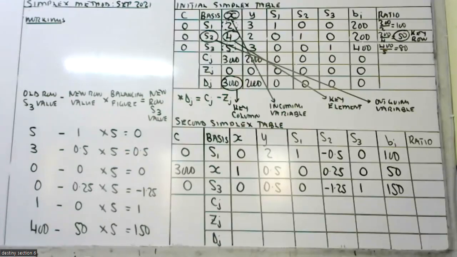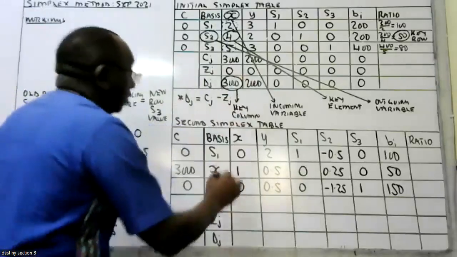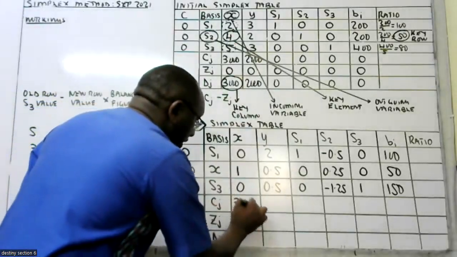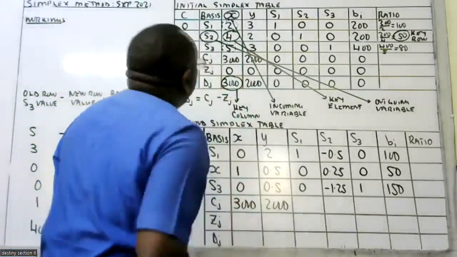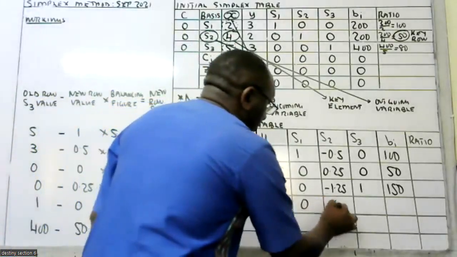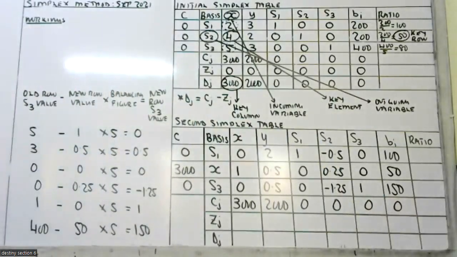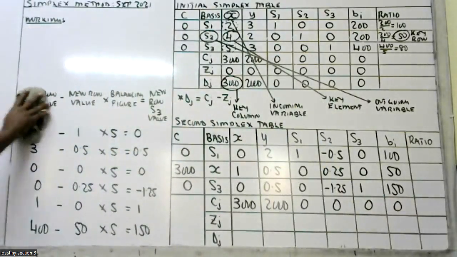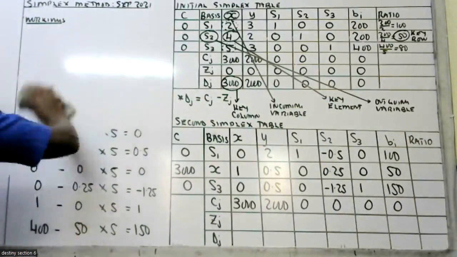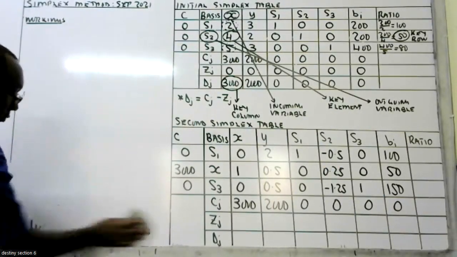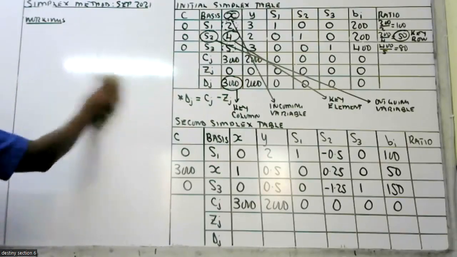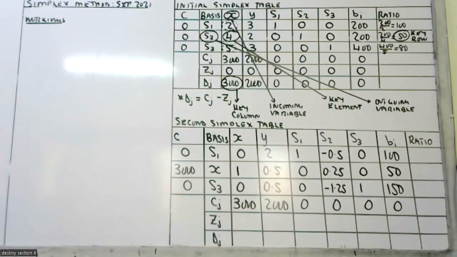Are you up to that point, Audrey? Yes. Good. So CJ now, CJ does not change. So 3,000, we have 2,000, 0, 0, 0, 0. So we are still doing the workings.